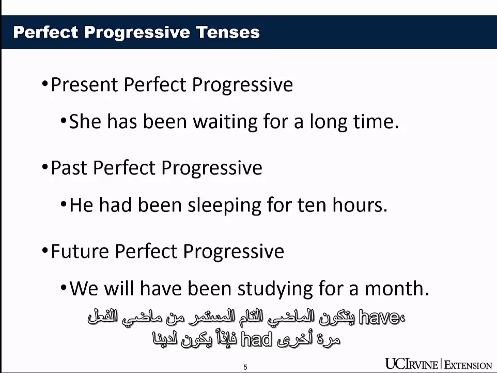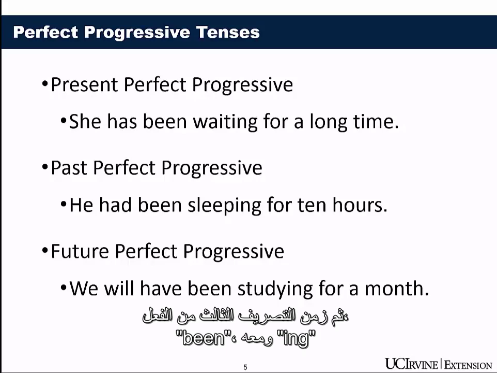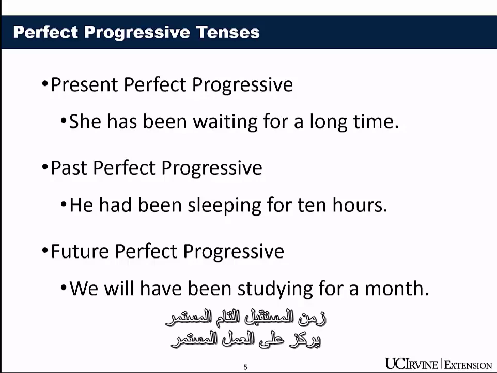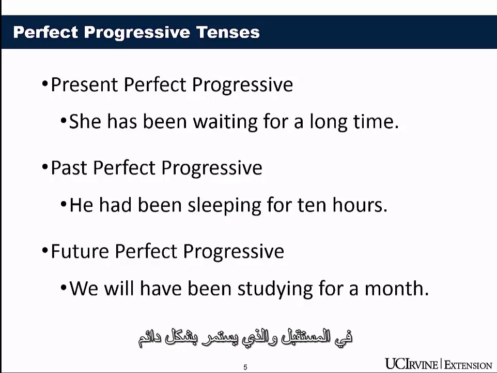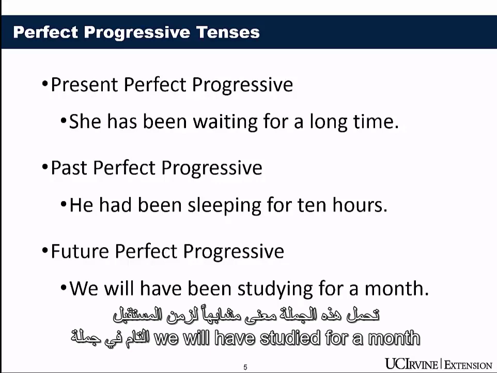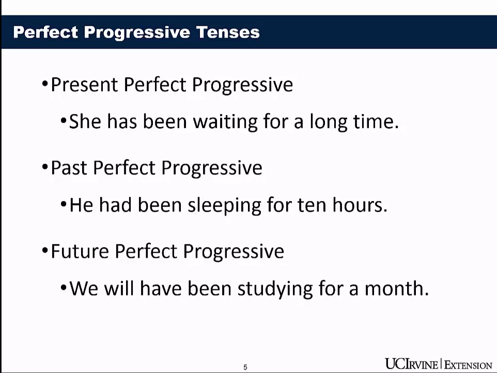Past perfect progressive is made with a past tense of have, so we have had again, then a past participle of the be verb been, and an ing. Future perfect progressive emphasizes a continuous action in the future that lasts continuously. We will have been studying for a month has a similar meaning with the future perfect we will have studied for a month, but because it's perfect and progressive, we're emphasizing the continuous action for some period of time.